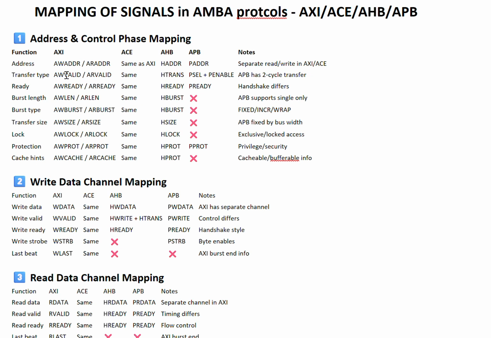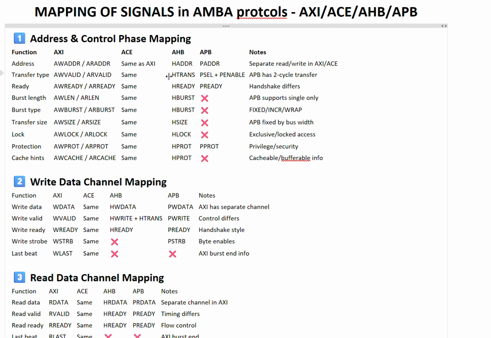For the transfer type, we have AWVALID and ARVALID, so this is for the valid. In case of AHB, we have HTRANS, which is used instead. And in case of APB, we have PSEL and PENABLE for the same. For ready, we have AWREADY and ARREADY. In case of AHB and APB, we have HREADY and PREADY.